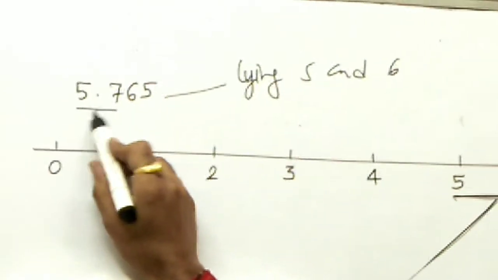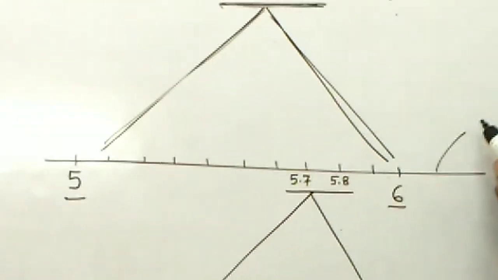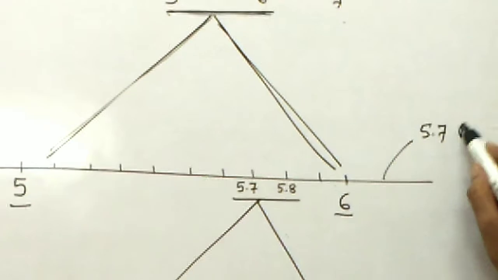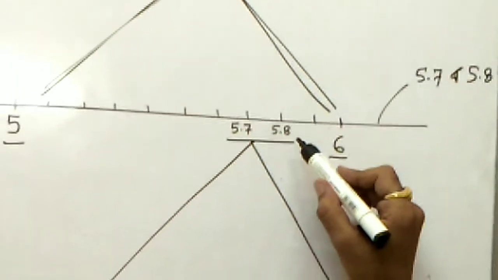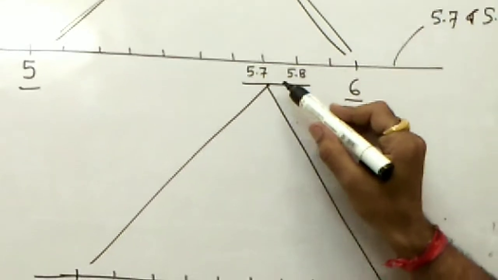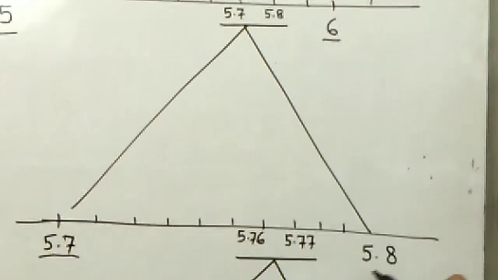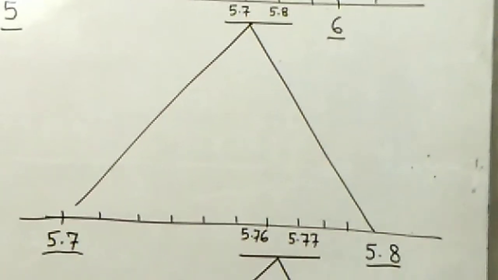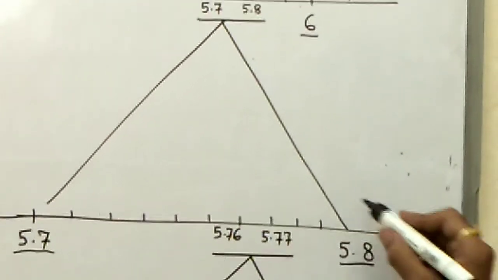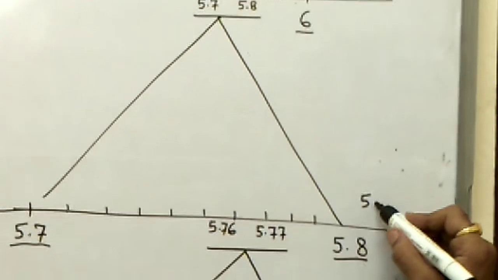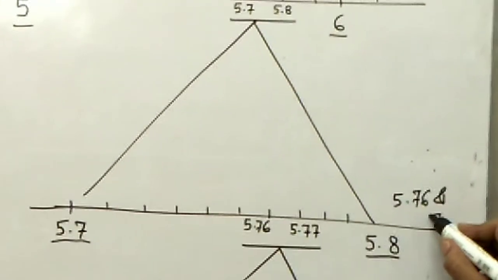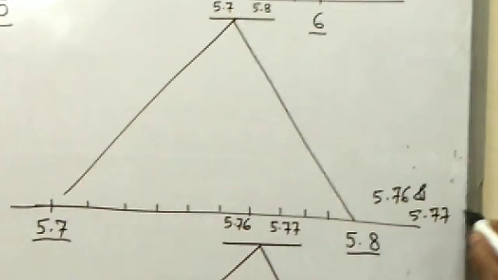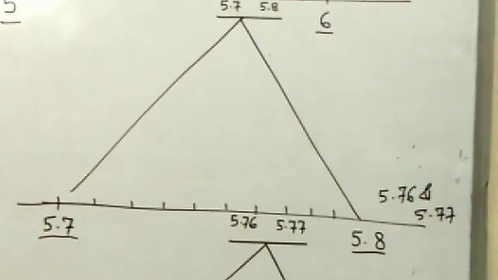So first we decide 5.7. It is lying between 5.7 and 5.8. So we underline 5.7 and 5.8, and then again we enlarge it. Okay, so it is lying between 5.76 and 5.77, because our number is lying in the next third place.